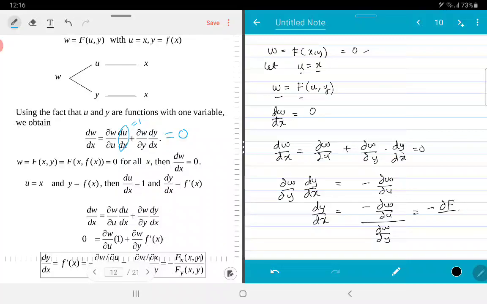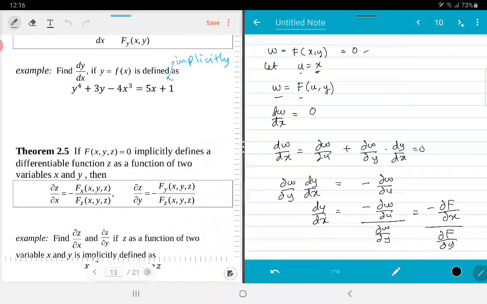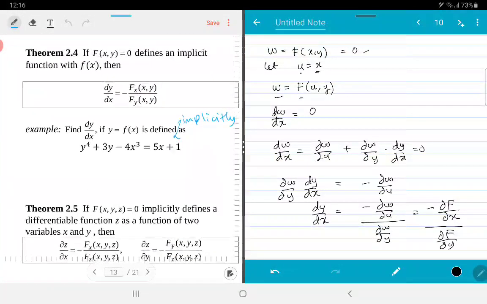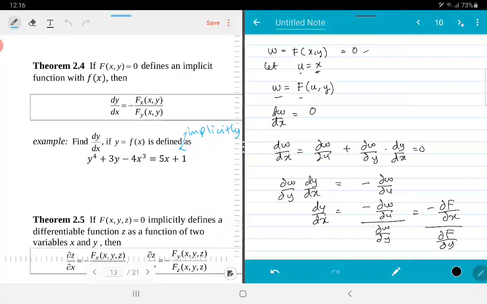But remember, u is x, so we can write this down as partial f partial x, and here we have partial f partial y. So that negative there is obtained from mathematical manipulation. So from here we get the formula from Theorem 2.4. First of all, we have to rewrite the equation as f of x, y equals 0. Then from there we get dy/dx is equal to this.